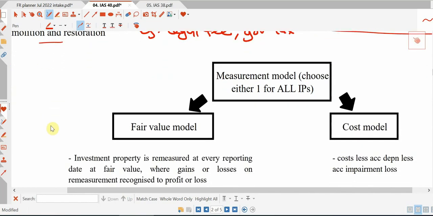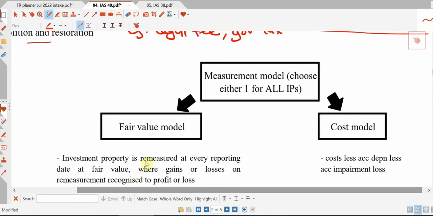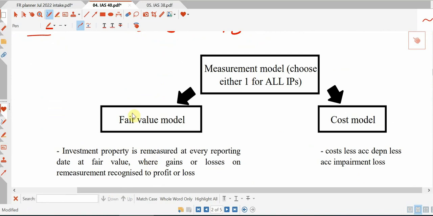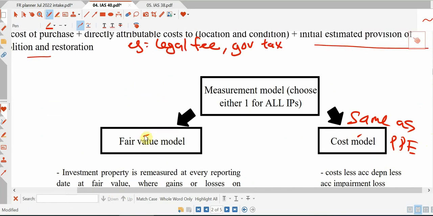Okay, let's move on. Model. Now, if you can remember, for PPE, we got two models, right? Cost model and revaluation model. Investment property, we don't have revaluation model, but we have fair value model. Alright? Now, the cost model is same as PPE. Exactly the same, copy and paste from PPE and drop here to investment property for cost model. But fair value model is different from PPE revaluation model.